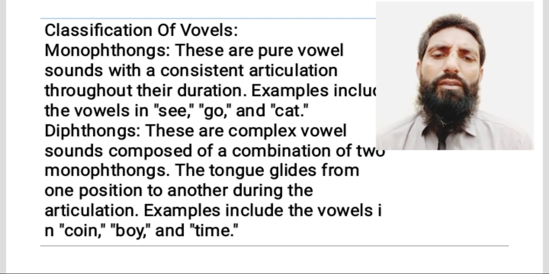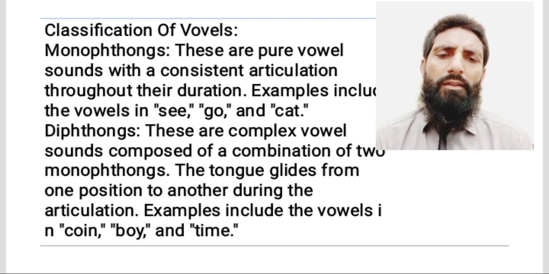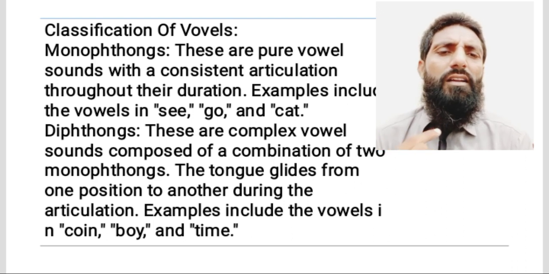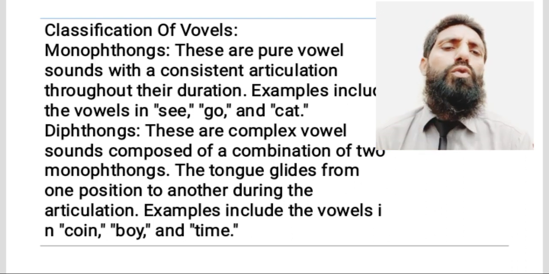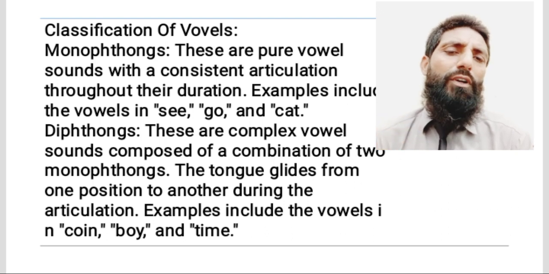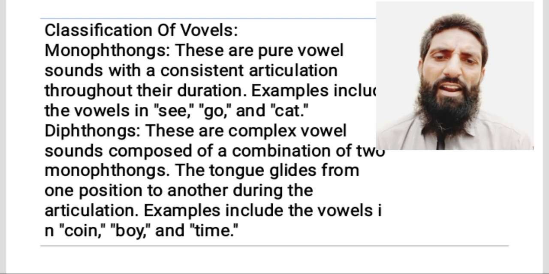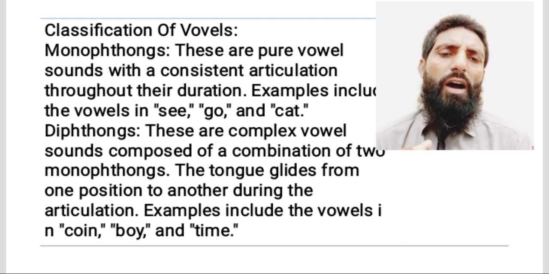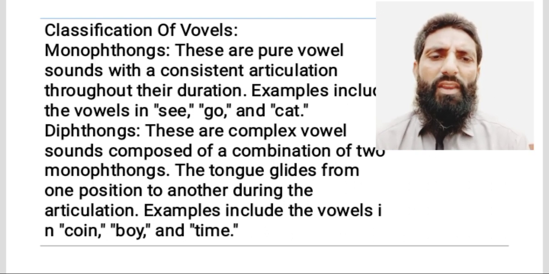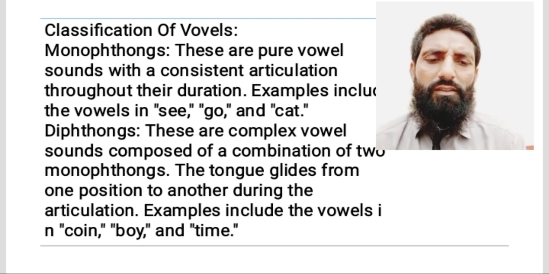Diphthongs. These are complex vowel sounds composed of the combination of two monophthongs. The tongue slides from one position to another during the articulation. Examples: coin, boy, and time. So here the tongue changes to two different positions to articulate these words. So these are basically diphthongs, and these add two monophthongs to articulate properly with the changing position of the tongue.